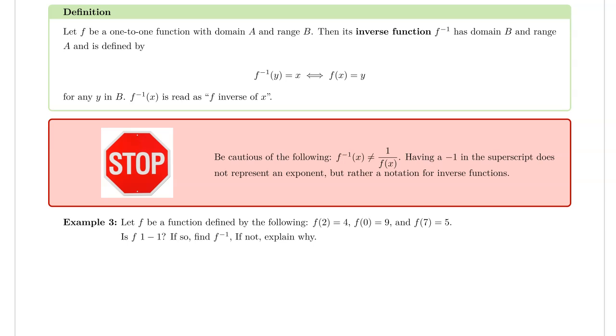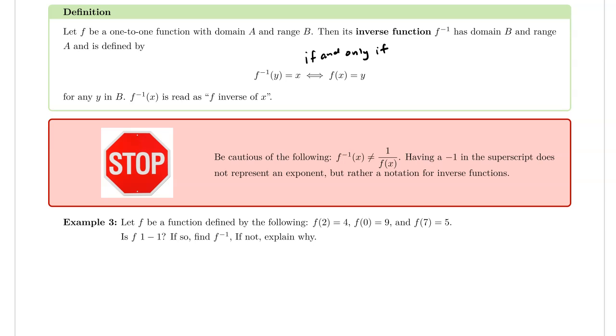Let f be a 1-to-1 function with domain A and range B. Then its inverse function, denoted with an f and then a superscript of -1, has domain B and range A, and is defined by f inverse of y is equal to x if and only if, remember, this double-sided arrow means if and only if, f of x is equal to y for any y in B. F inverse of x is read as f inverse of x.